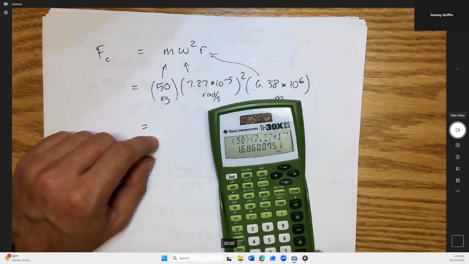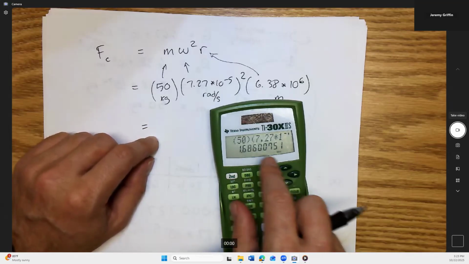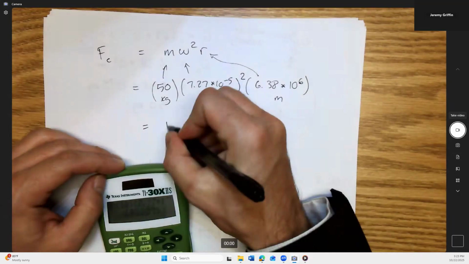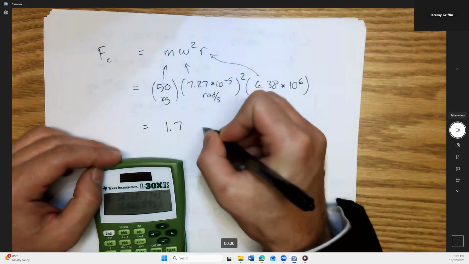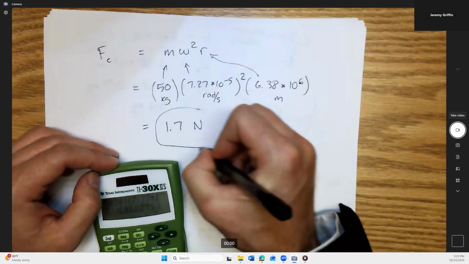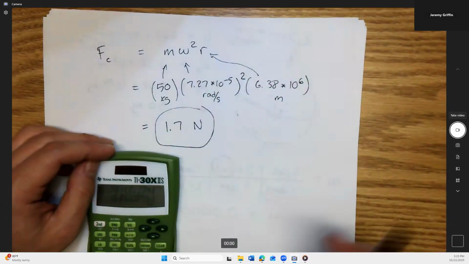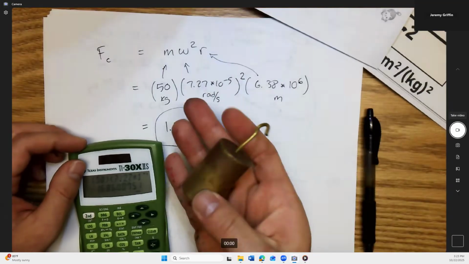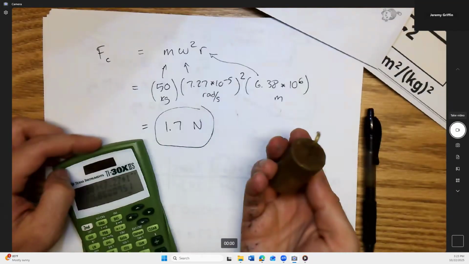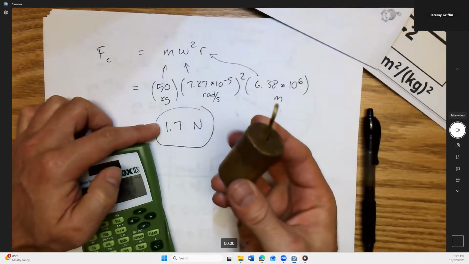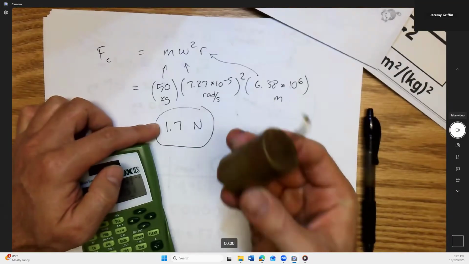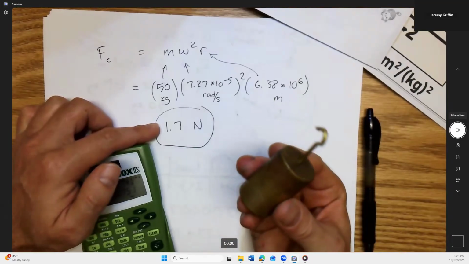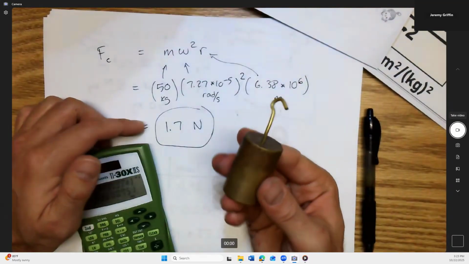Let's see. Oh, 1.686. I'll round it to 1.7 newtons. Yeah, I can believe that. That looks reasonable. Is that pretty close to 2 newtons? Guys, 200 grams weighs 2 newtons. That's pretty close to this. So this is how much weight is actually required to keep you on the surface of the Earth from flying off into space. Not very much.